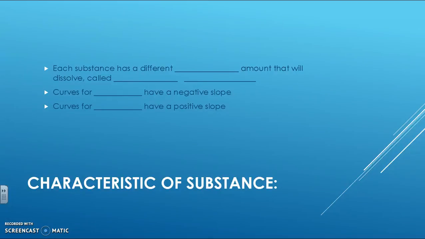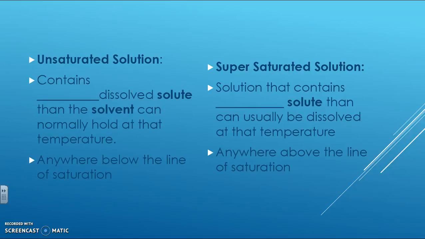For characteristics of substances, each substance has a different maximum amount of solute that will dissolve, and that's what we call its molar solubility. Okay. Curves for gases have negative slopes, and curves for solids have a positive slope. So all we're doing is recapping what we just said on that same one. You've probably heard that like 4 times. It's probably important.